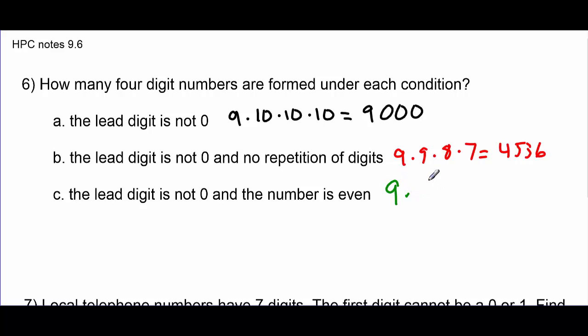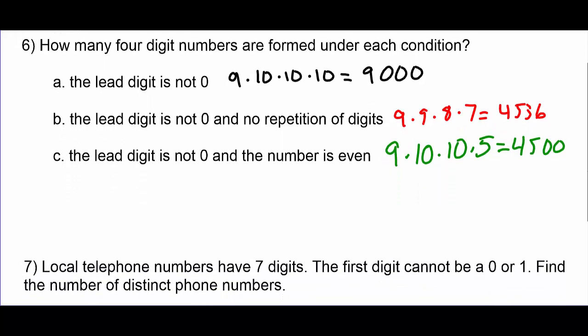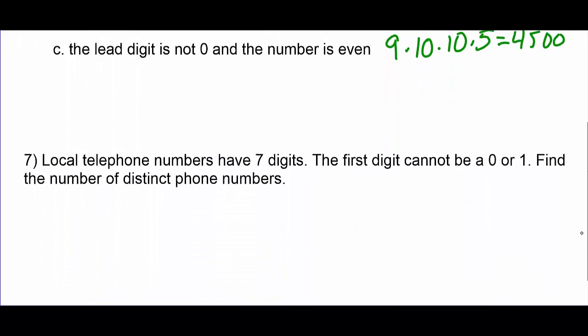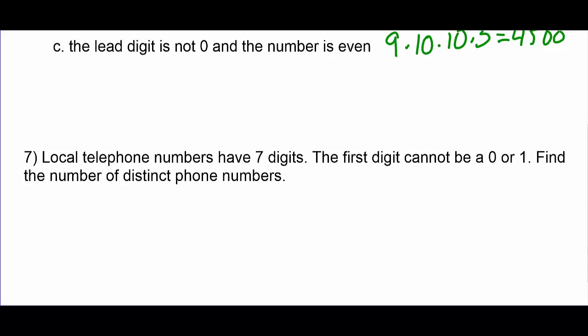Now the last one, the lead digit is not 0. We've seen that, so we start with a 9, and then the number is even. Sometimes this confuses people. Remember, an even number has nothing to do with the first, second, or third digit. It's only the last digit that matters. And so we end up with 4,500 options, which kind of makes sense if you think about it.